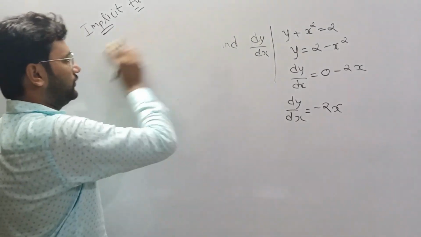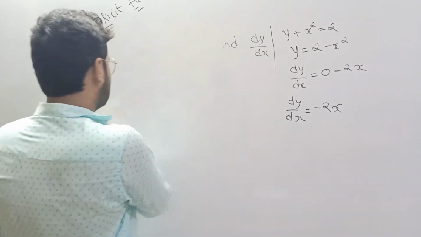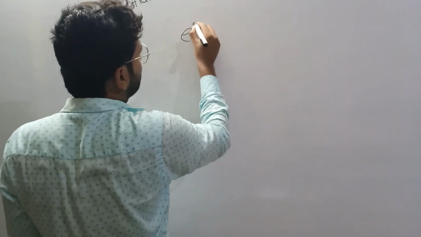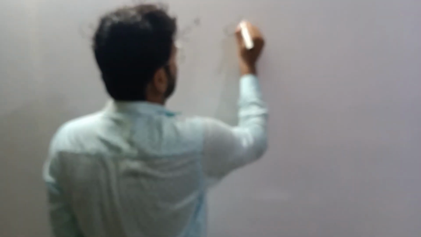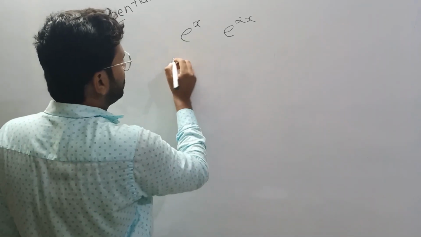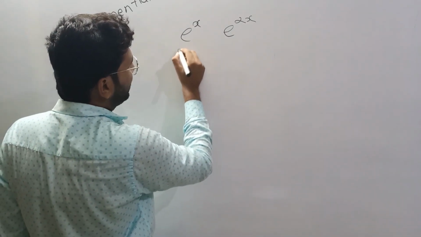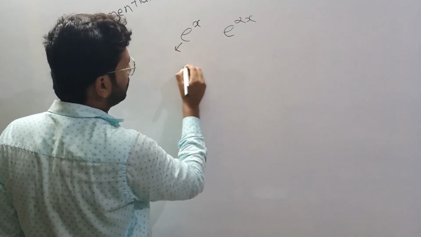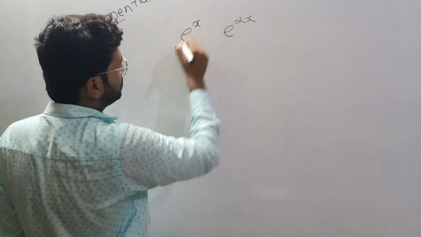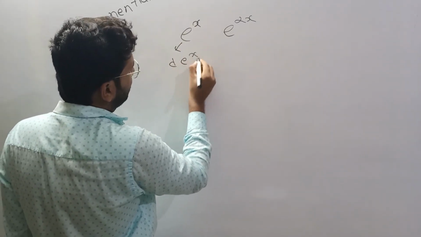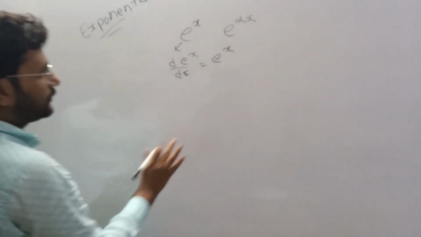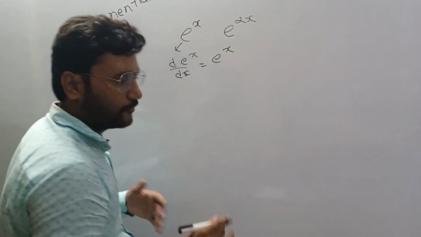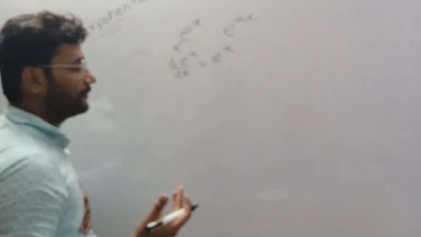Now coming to the next topic. So what is the exponential function? This is an example of an exponential function. This is another example of an exponential function. First of all, the most basic formula for the derivative of an exponential function is the derivative of e raised to x with respect to x is equal to e raised to x. Yes, this is the most basic formula for this type of question.